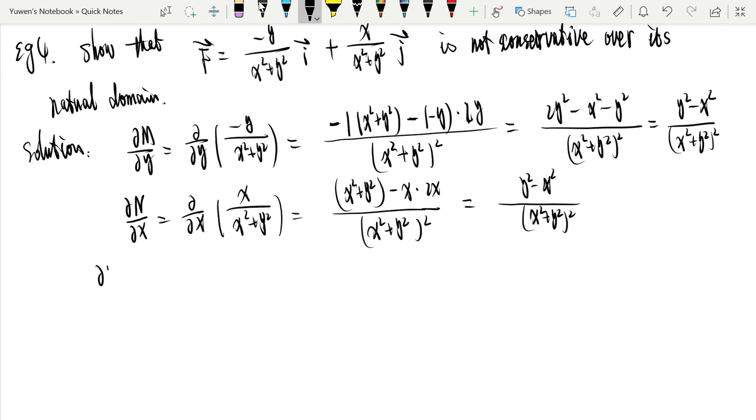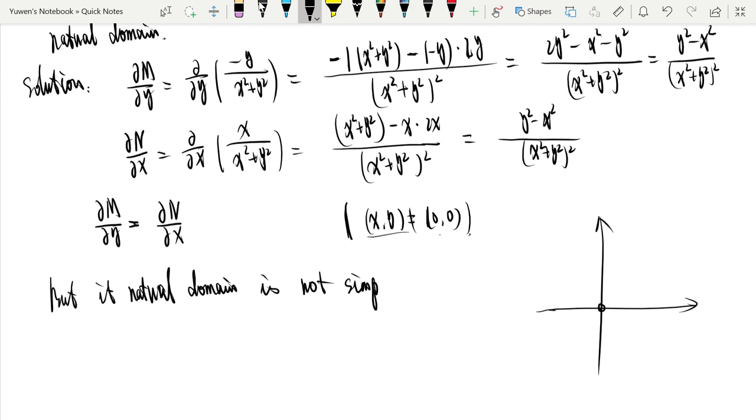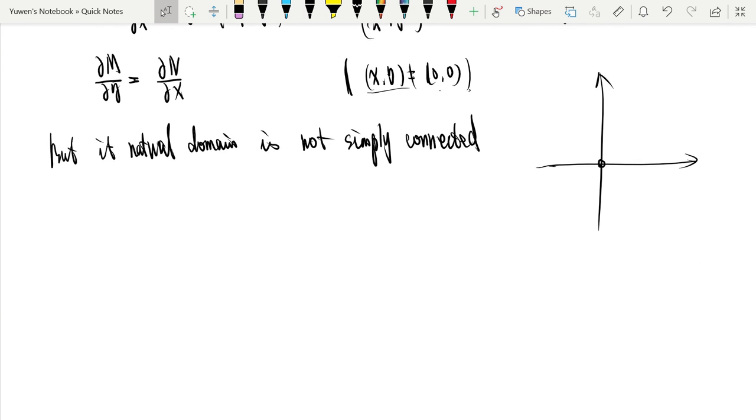We have partial M, partial y equals partial N, partial x unless xy equals 0. These two functions are equal, but not at this point. So the natural domain does not contain this point, and its natural domain is not simply connected. It's not simply connected, so it's not conservative.